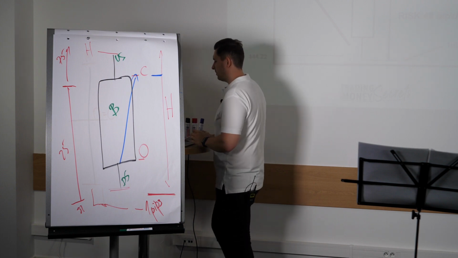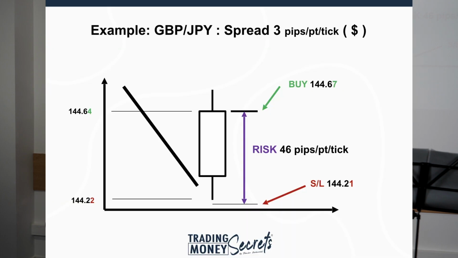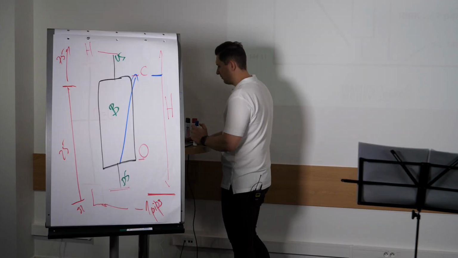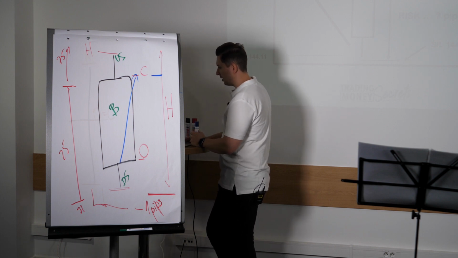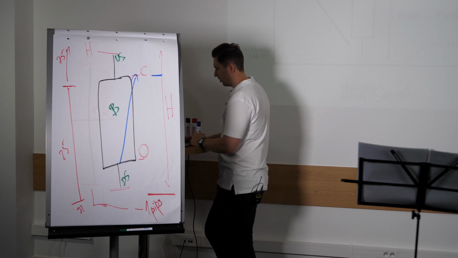The next one is GBP/JPY. The spread is 3 pips. Your previous candle closed at the level of 144.64, so you add 3 to the quoted place. It will be 64 plus 3, 67. Stop loss 22 minus 1 is 21. Risk 46 pips. And the next one is for you to do, to make sure you understand it correctly. If not, just make a note, and during the Q&A session I will answer your question.